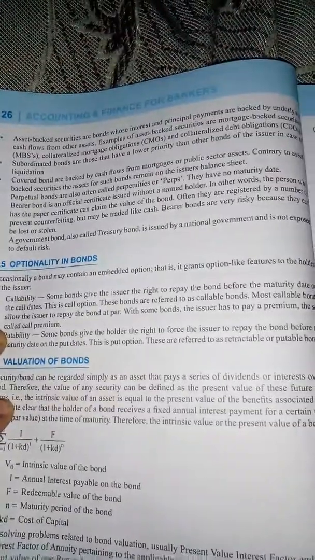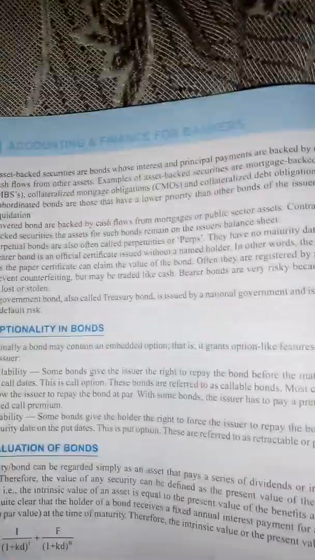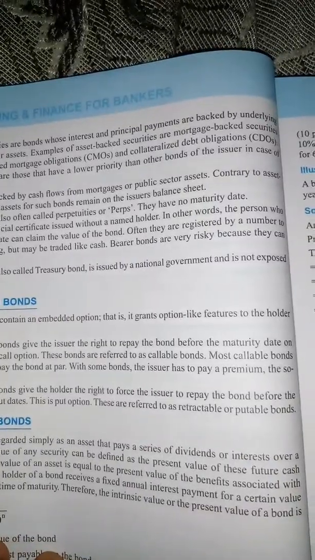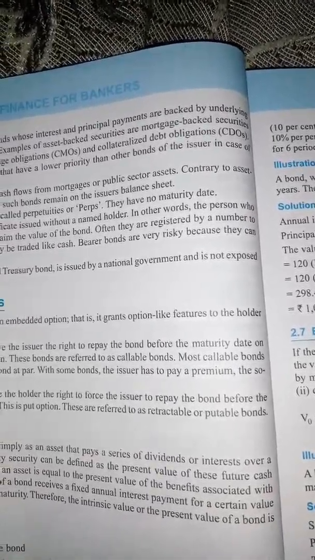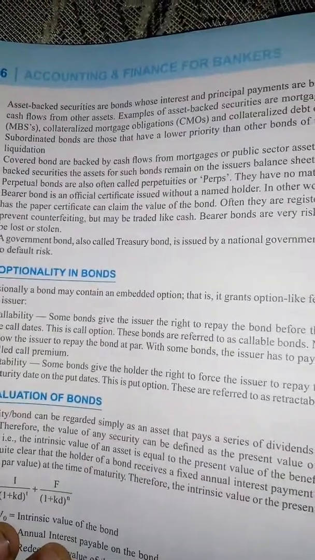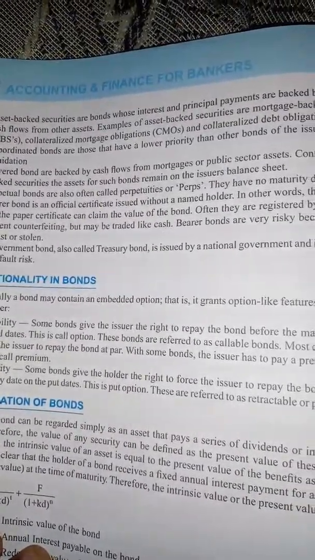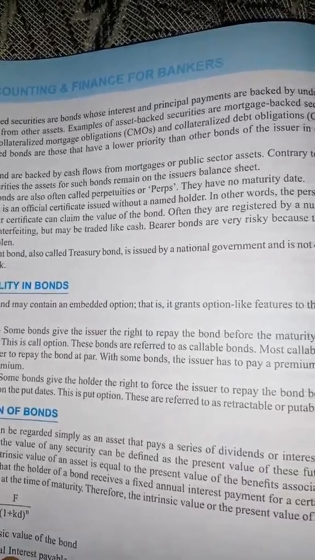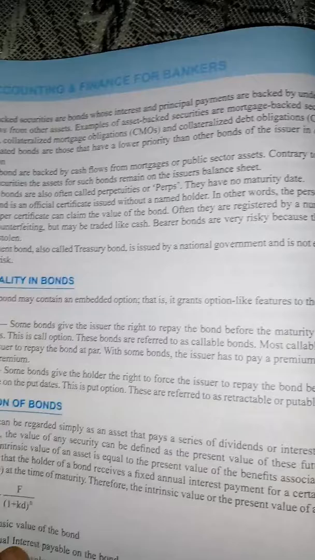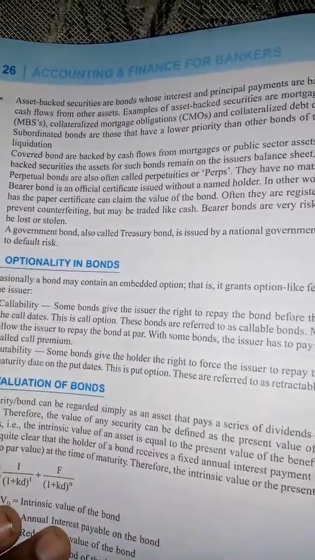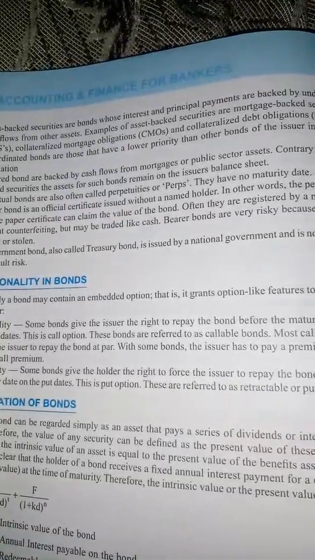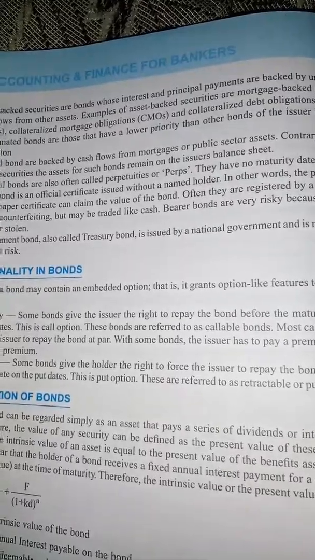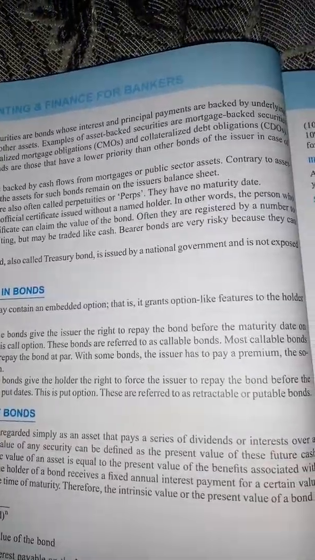Eighth, asset backed securities are bonds whose interest and principal payments are backed by underlying cash flows from other assets. Examples of asset-backed securities are mortgage-backed securities (MBSs), collateralized mortgage obligations (CMOs), and collateralized debt obligations (CDOs).